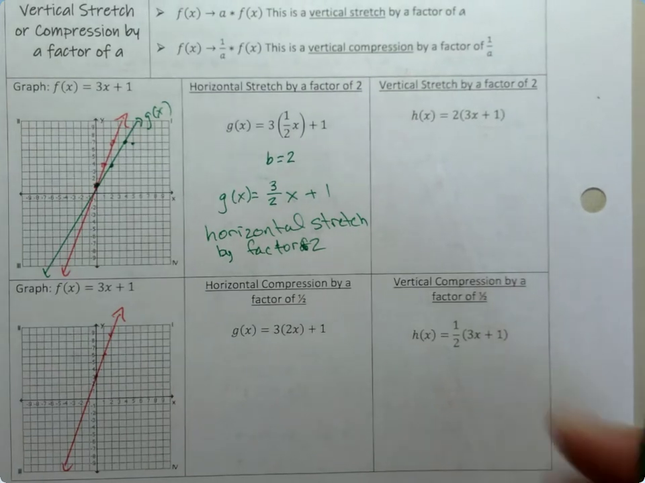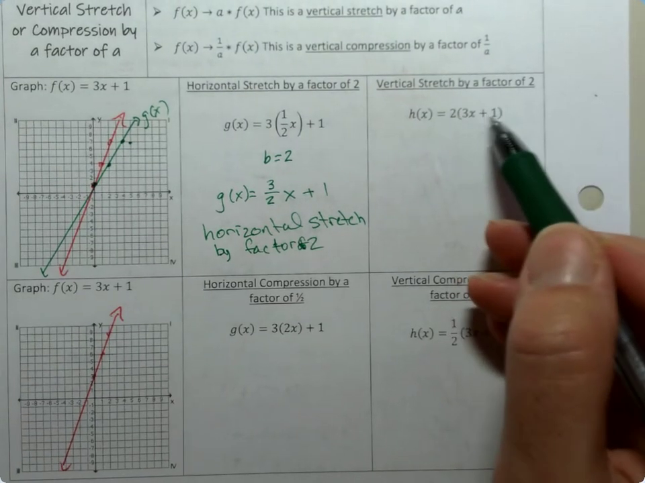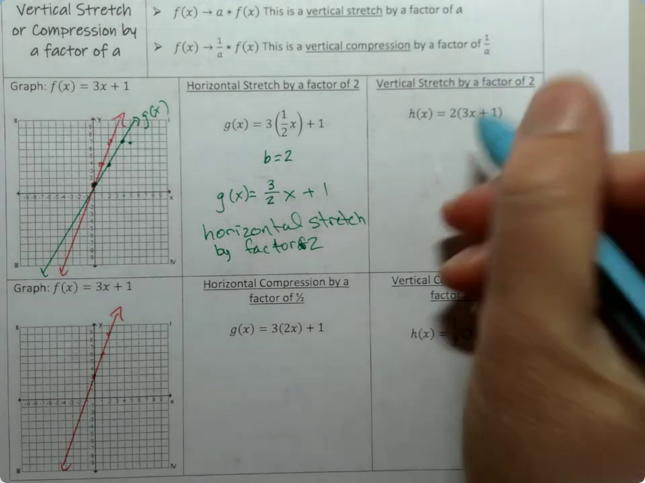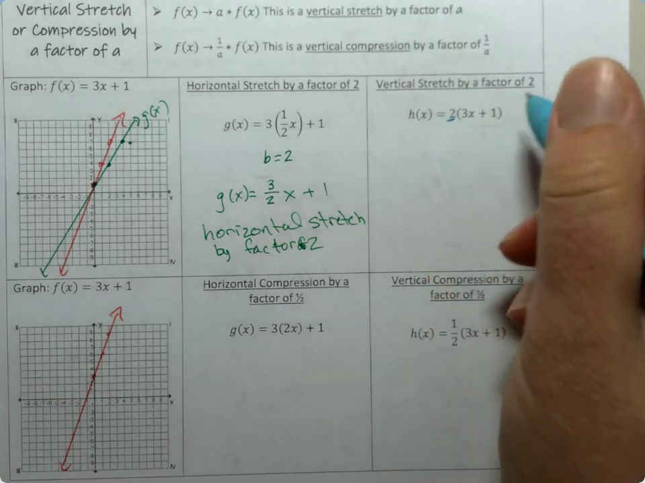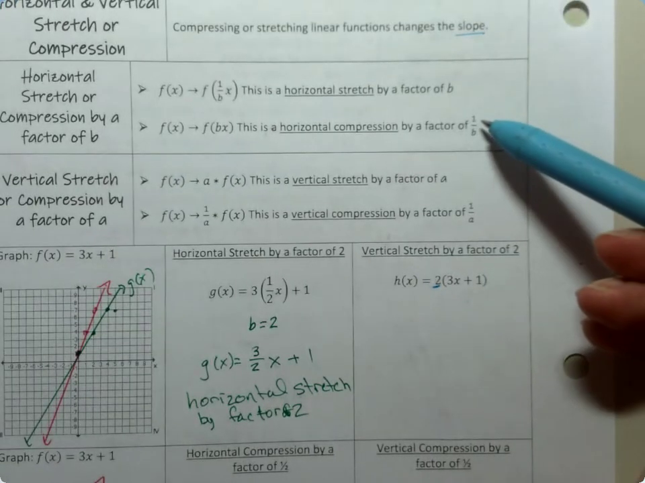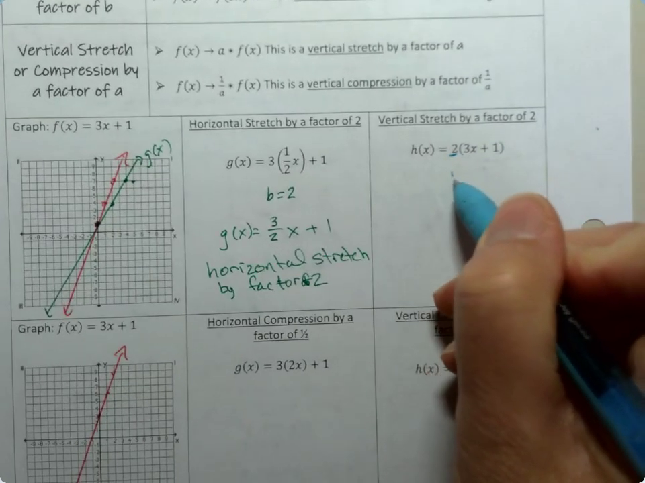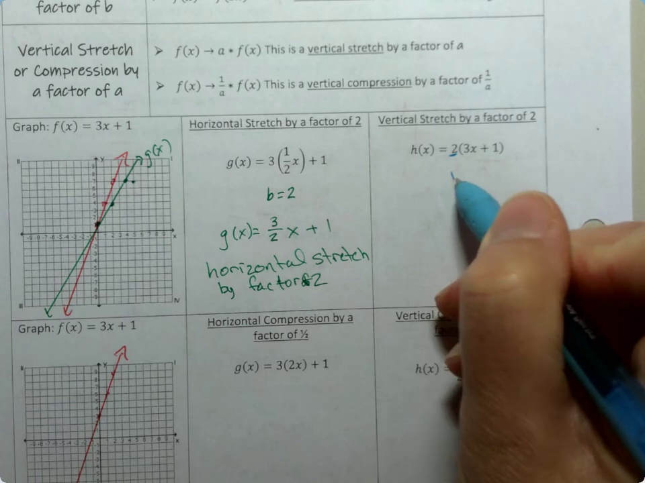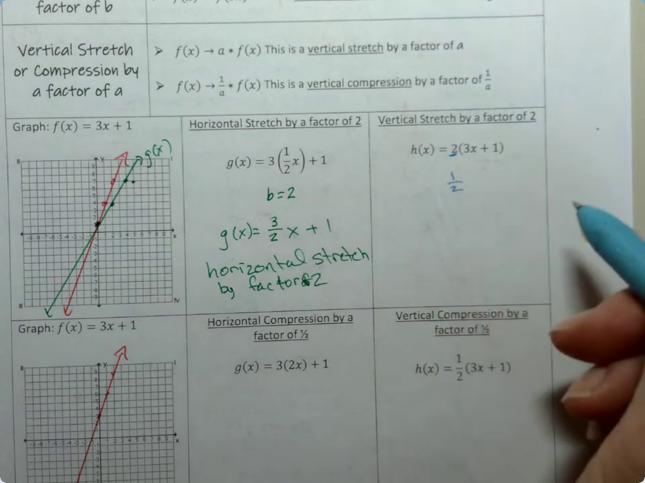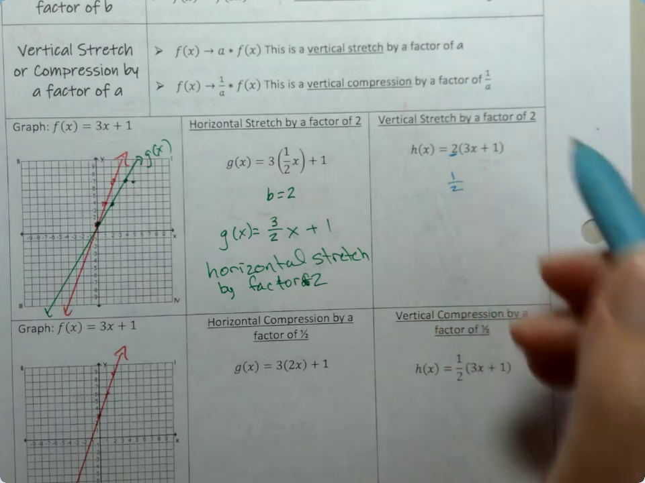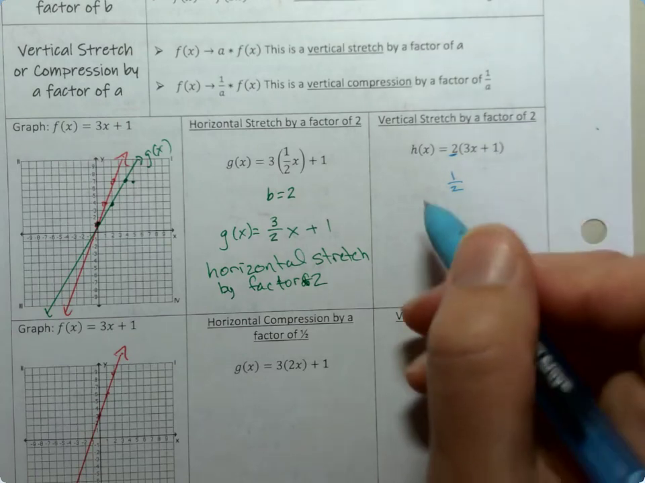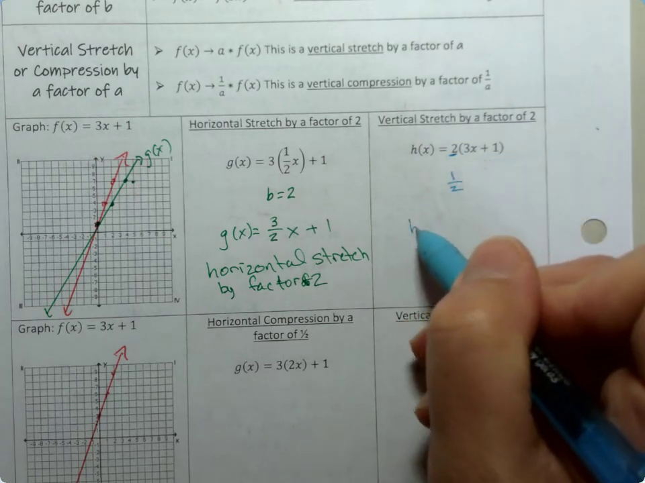Okay, now look at this one. See how the whole function is 3x plus 1? The whole thing is being multiplied by 2. This is like the factor of 1 over b. So our value would be 1 over 2. Okay, now when you look at this, we're going to distribute it to everything.